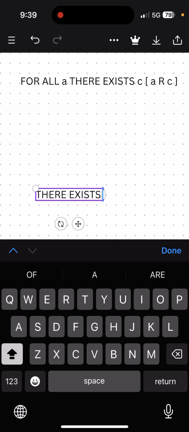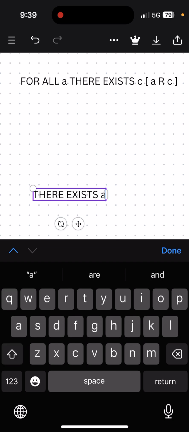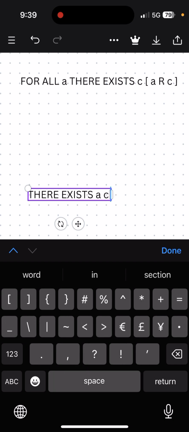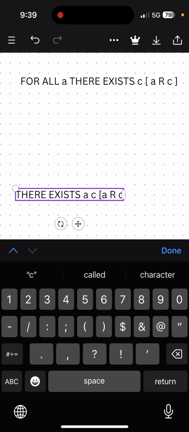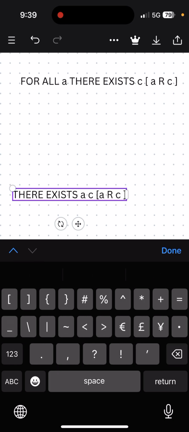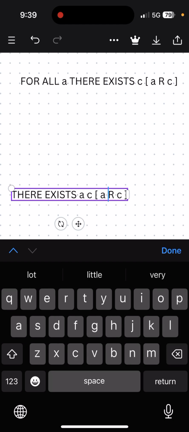So let's put this one in. There exists an A. Actually, there exists an A and a C such that ARC. And that says something very boring, which is that this relation has at least one element.